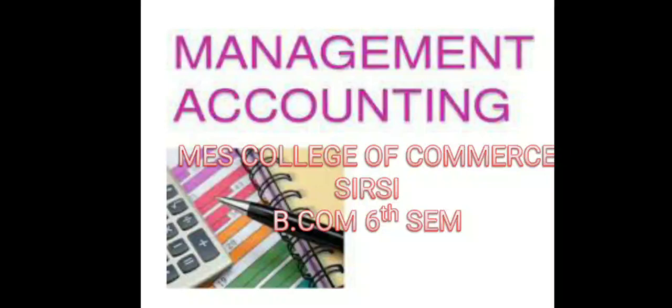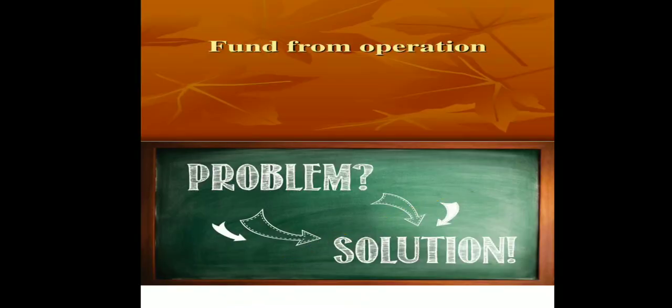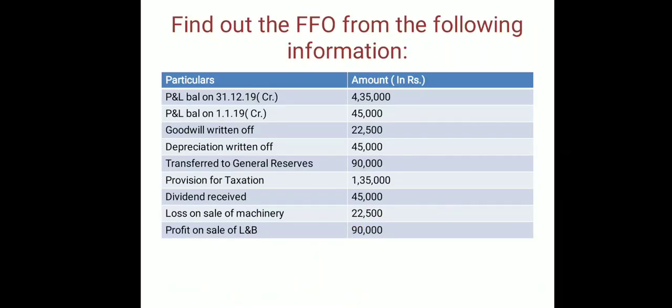Last class under management accounting, we started the calculation of fund from operation. Today we'll cover one more problem related to fund from operation, which I have taken from an old question paper, where it was for 5 marks. So we'll try to solve that problem. This is your question: find out the fund from operation. FFO is the shortcut. Fund from operation from the following information.